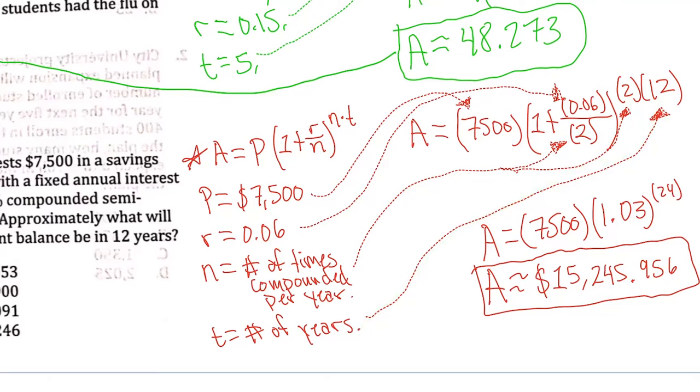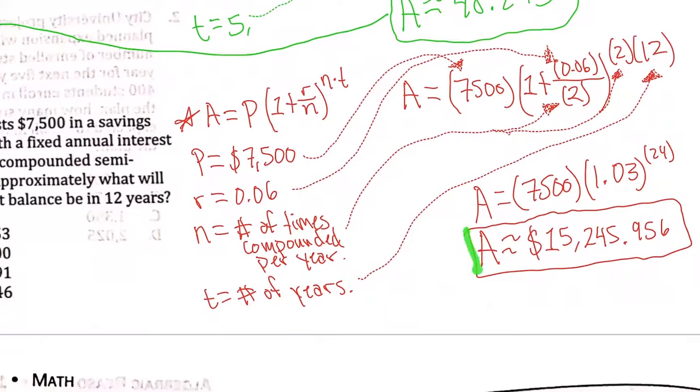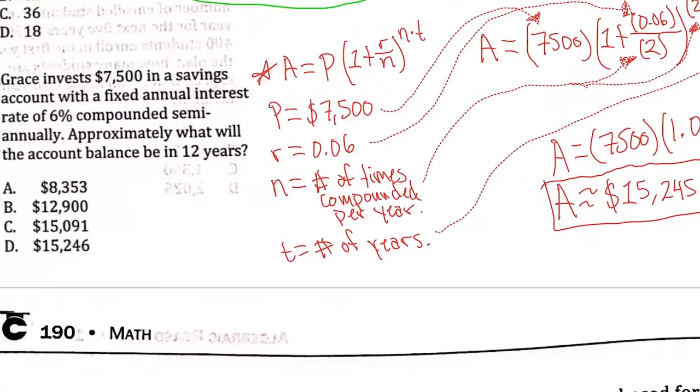So now we just plug it in. All this is 1.03 times 7,500 and then 2 times 12, which is 24. So here my approximation is 15,245.956. So again, we are just approximating.